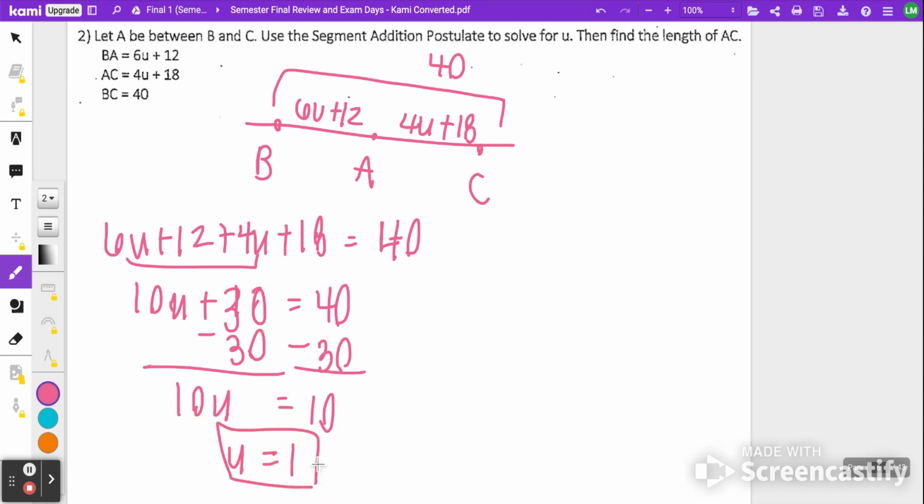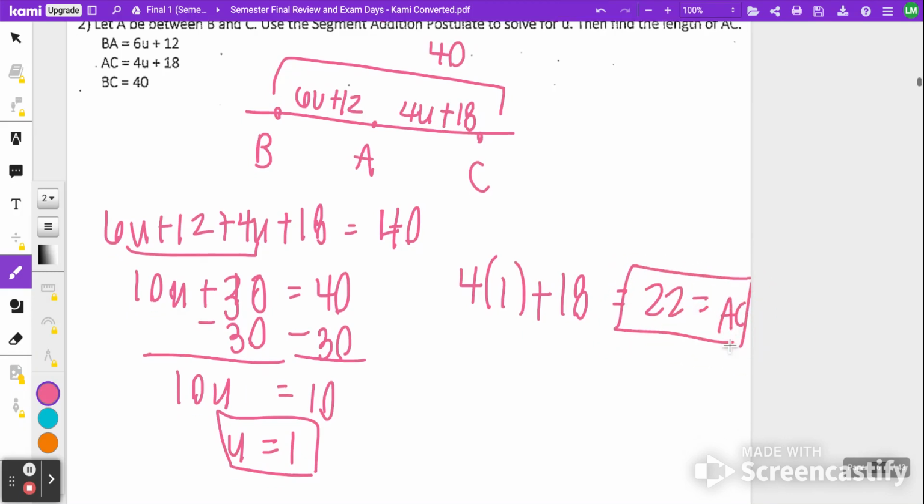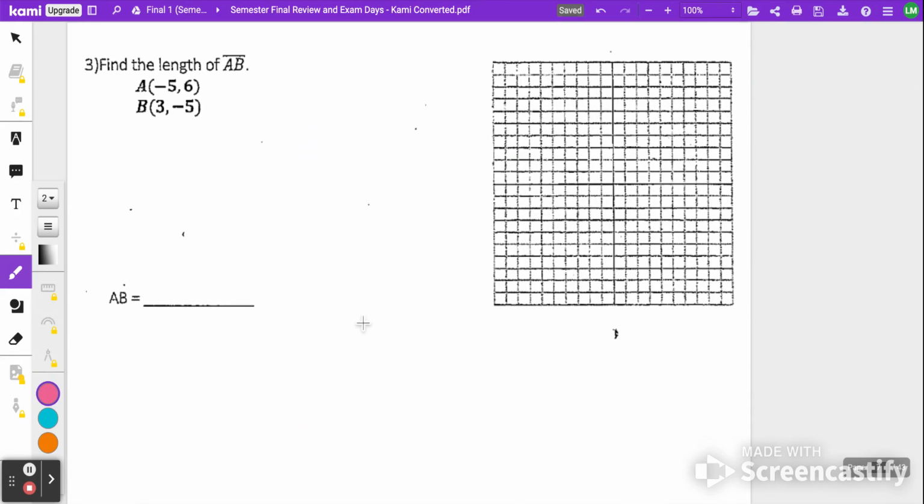So now that we found U is equal to 1, we're going to find the length of AC. So I'm going to do 4 times 1 plus 18, and I'm going to get 22 is equal to length AC. Okay. Number 3, find the length of AB if these are my two segments.